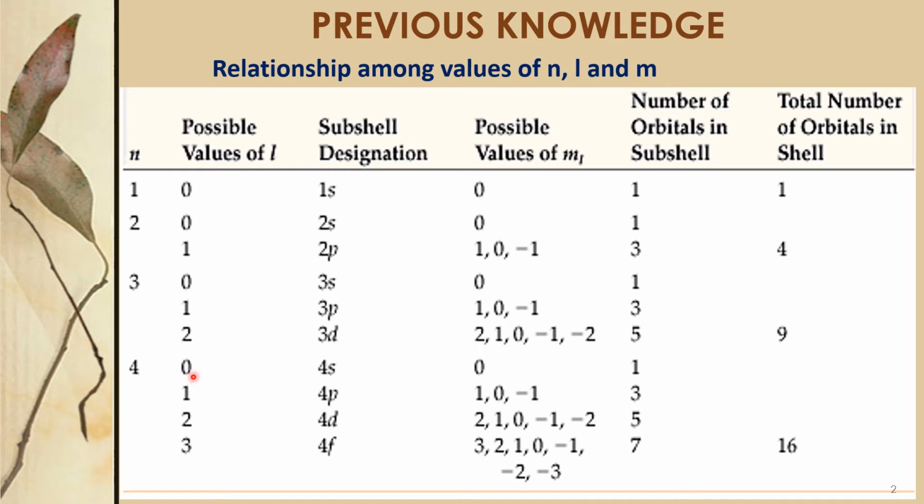The l values are 0, 1, 2, 3: 4s, 4p, 4d, 4f. In s, there are no further orientations. It is circular, a sphere. In p, again 3. In d, again 5. In f, there are 7 orientations. Each can take 2 electrons. Totally we have 16 orbitals which can take 2 electrons each. Total is 32. So this table is a very wonderful table. Please go through it and practice it so that the shapes of atomic orbitals become very easy.